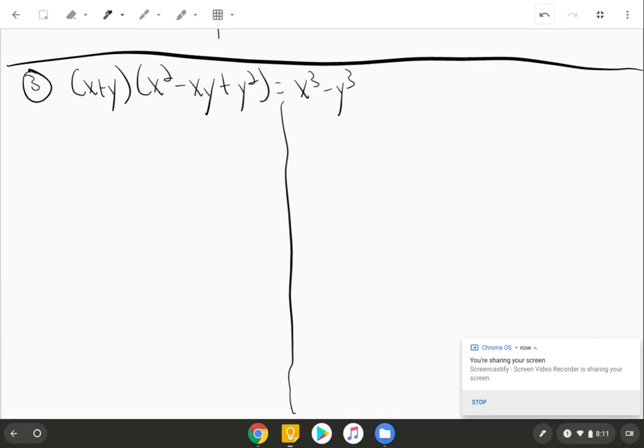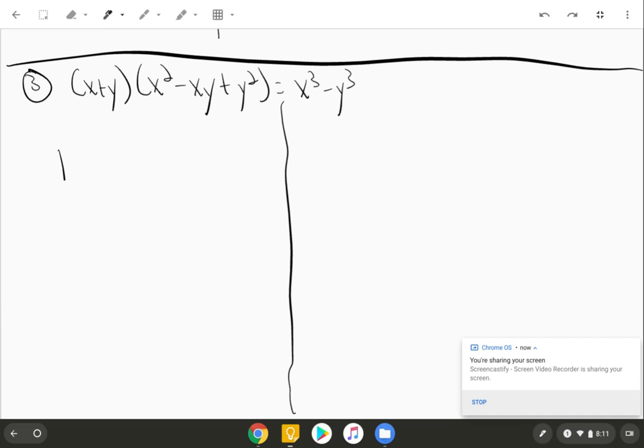Again, I'm going to look at the right hand side first. X cubed minus y cubed. Those are not like terms. There is no combining of like terms. There's no simplifying I can do. So the right hand side is actually already simplified. So I only need to simplify the left hand side. And if I end up with x cubed minus y cubed, then it's an identity. If I end up with anything else, then it's not an identity.